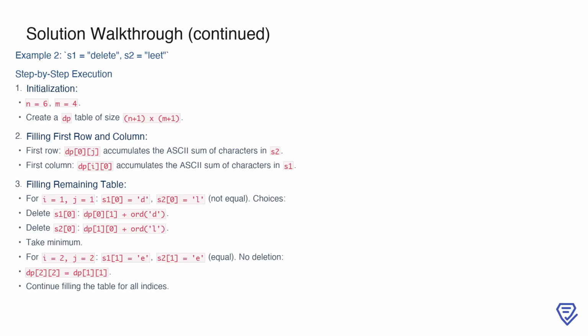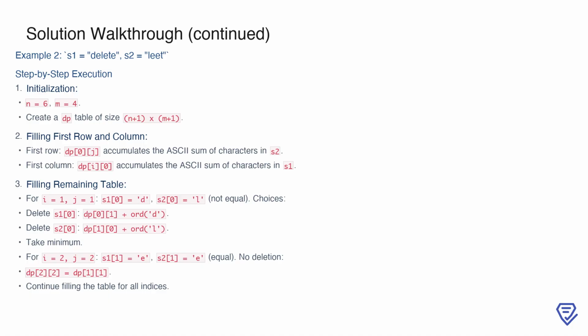The first row represents deleting all characters of S2, while the first column represents deleting all characters of S1. Each cell in the row and column accumulates the ASCII values of the characters deleted. Once initialized, the remaining table is filled by comparing the characters at each position.